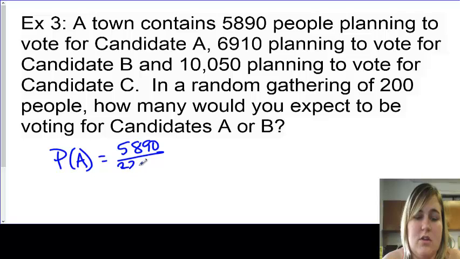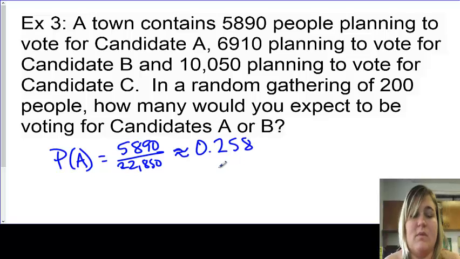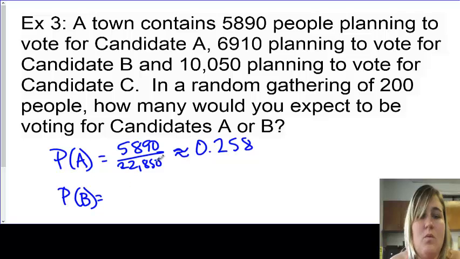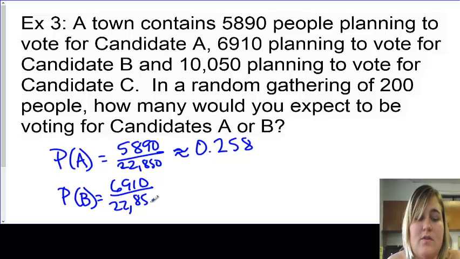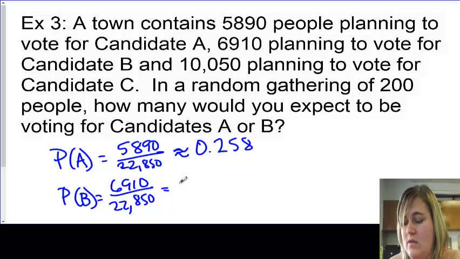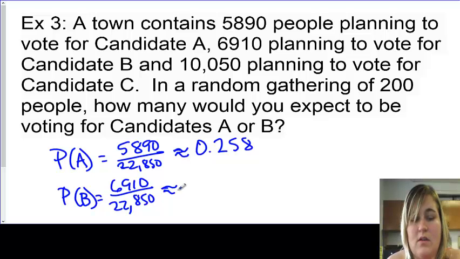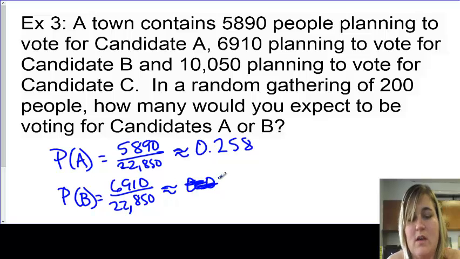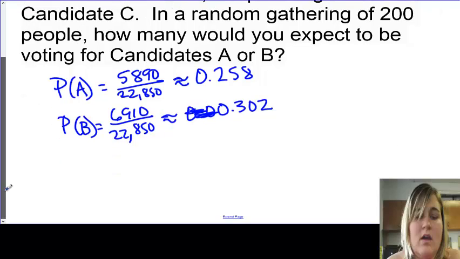So I'm going to put that on my denominator here, 22,850. And if I divide that, let me see if I have a nicer fraction. Nope. Okay. So I'm going to estimate that to be 0.258. The probability of candidate B will be 6,910 out of 22,850. So if I divide those, I'm going to estimate that one to be 0.302.